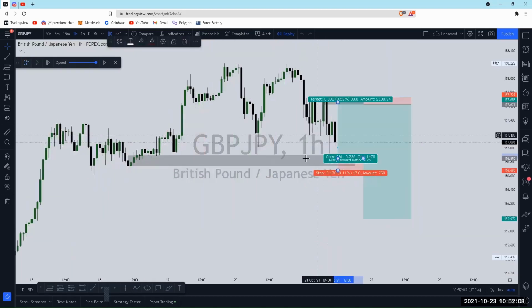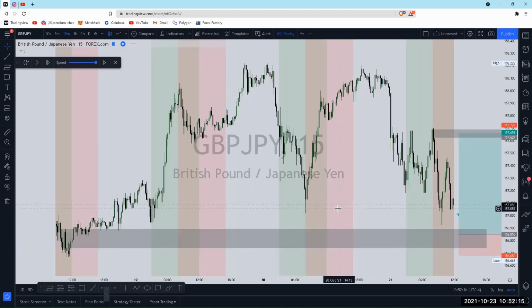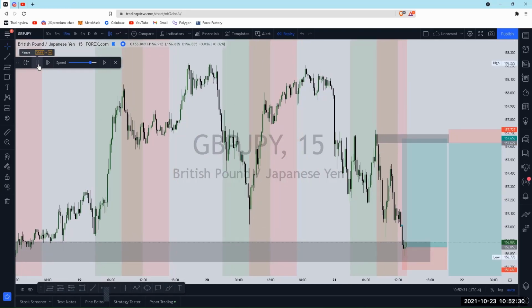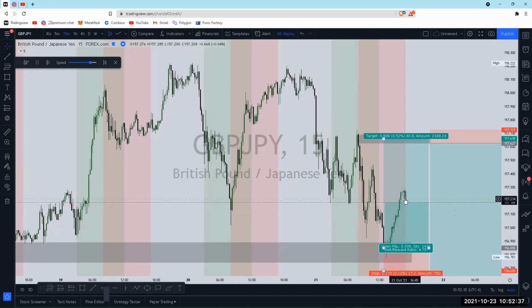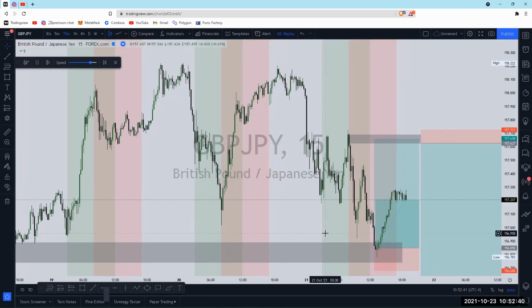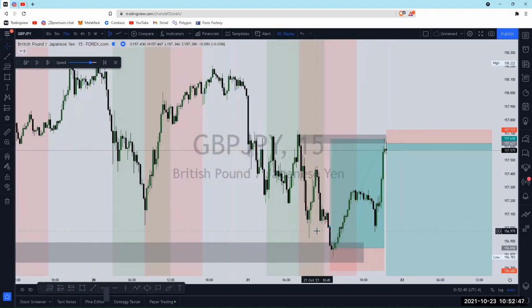So I'll replay this for you right here. Drop down to a lower time frame. All right, so at this point, we entered the buy, and price immediately went into profit. Money in the bank. All right, so once price did this, I entered another buy position.